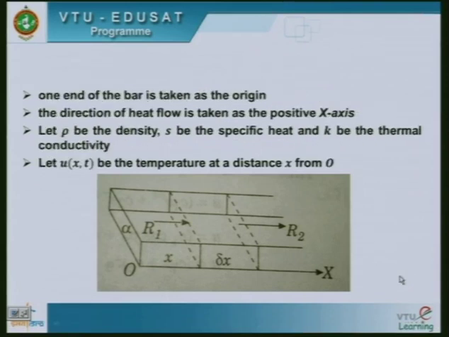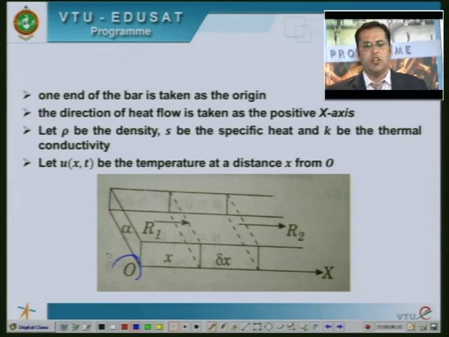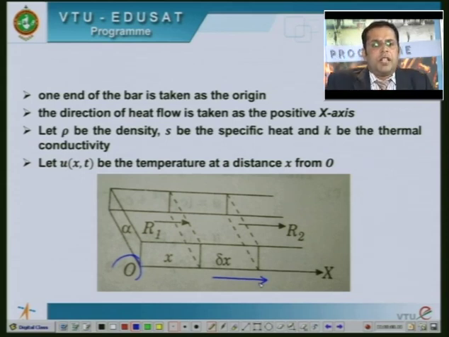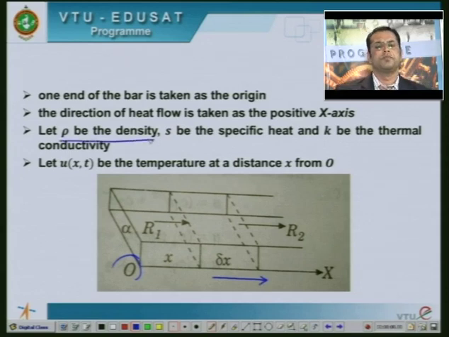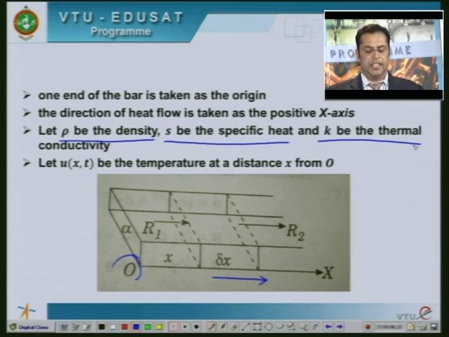Next, one end of the bar is taken as the origin. So, you can see O here, one end of the bar is the origin. The direction of the heat flow is taken as the positive x axis, that you can see written here. This is the direction of the heat flow. Assume that rho is the density, S is the specific heat, and K is the thermal conductivity, and let u x comma t be the temperature at a distance x from the origin O.